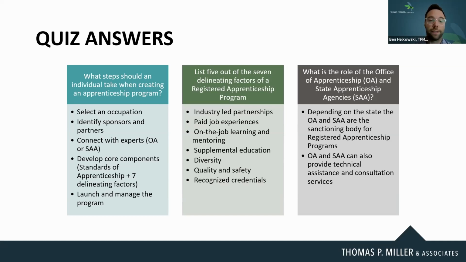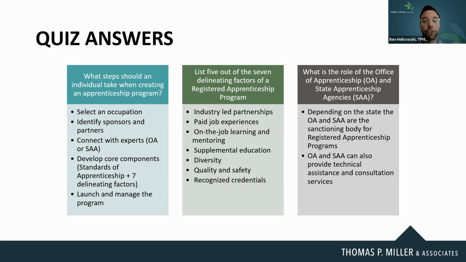Question 2 was to list 5 out of the 7 delineating factors of a Registered Apprenticeship Program. Of the total 7, all you needed was 5. They are industry-led partnerships, paid job experiences, on-the-job learning and mentoring, supplemental education, diversity, quality and safety, and recognized credentials.